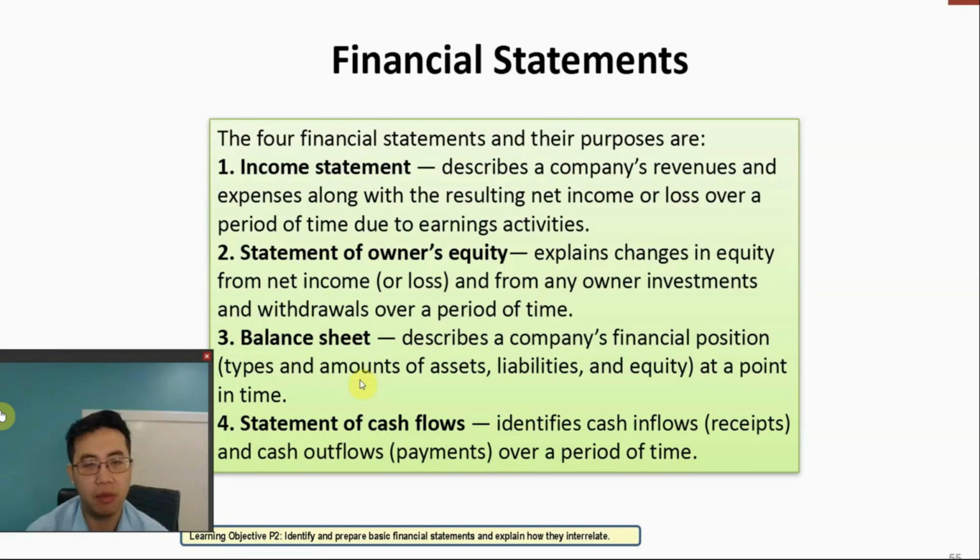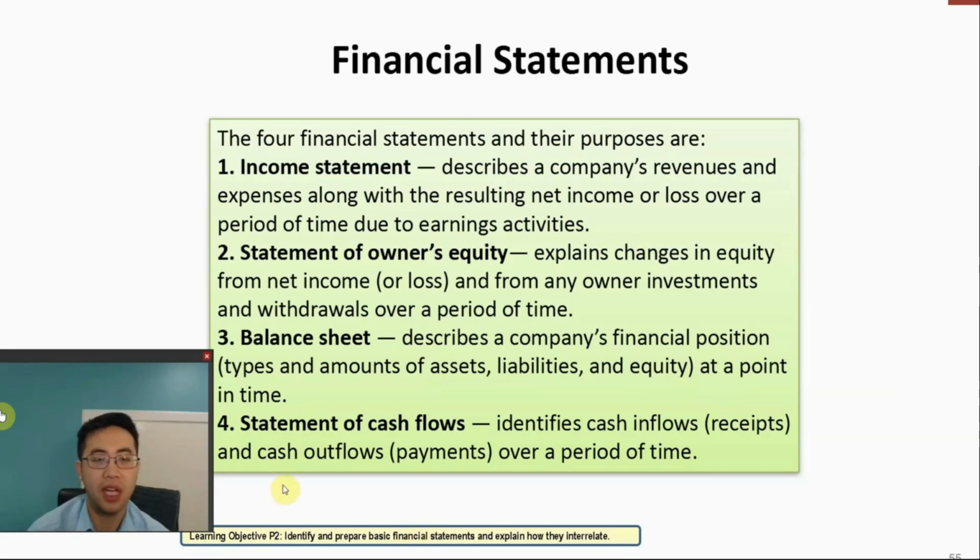The third financial statement is the balance sheet. It describes a company's financial position, like the types of assets, liabilities, and equity. And the key point here is it is a snapshot of a time. So it is one certain time of a year. It could be December the 31st of the year. It could be January the 1st of a year. So at any given date. So this is not for a long time period.